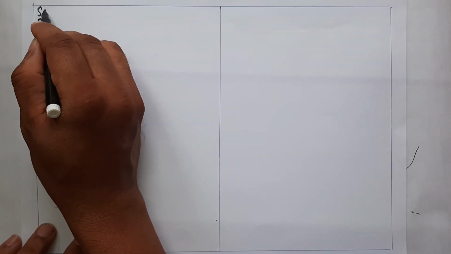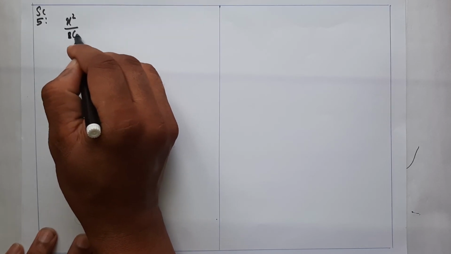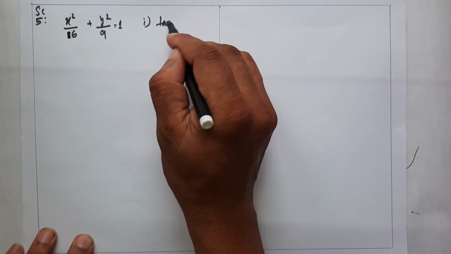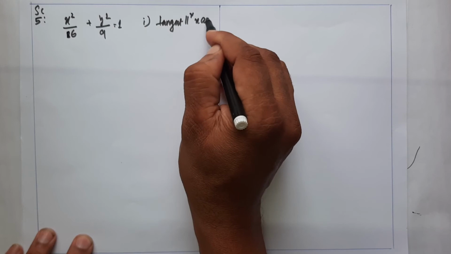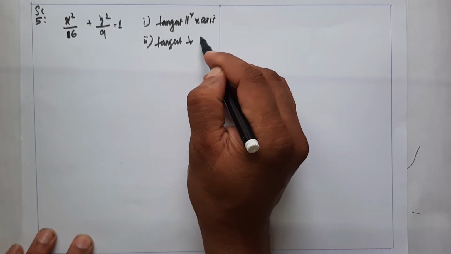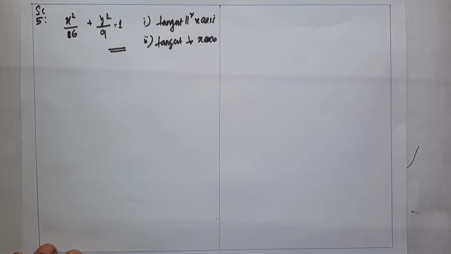Now, SC5. Find the points on the curve x square by 16 plus y square by 9 is equal to 1, at which, first, the tangent is parallel to the x-axis, and second, the tangent is perpendicular to the x-axis. That's all: find the points on the curve x square by 16 plus y square by 9 is equal to 1, at which the tangent is parallel to the x-axis, and the tangent is perpendicular to the x-axis.